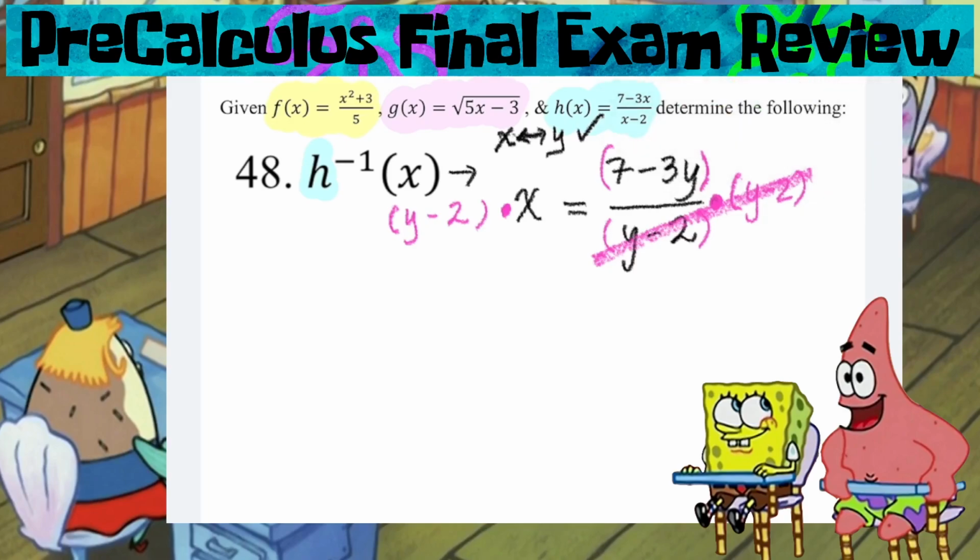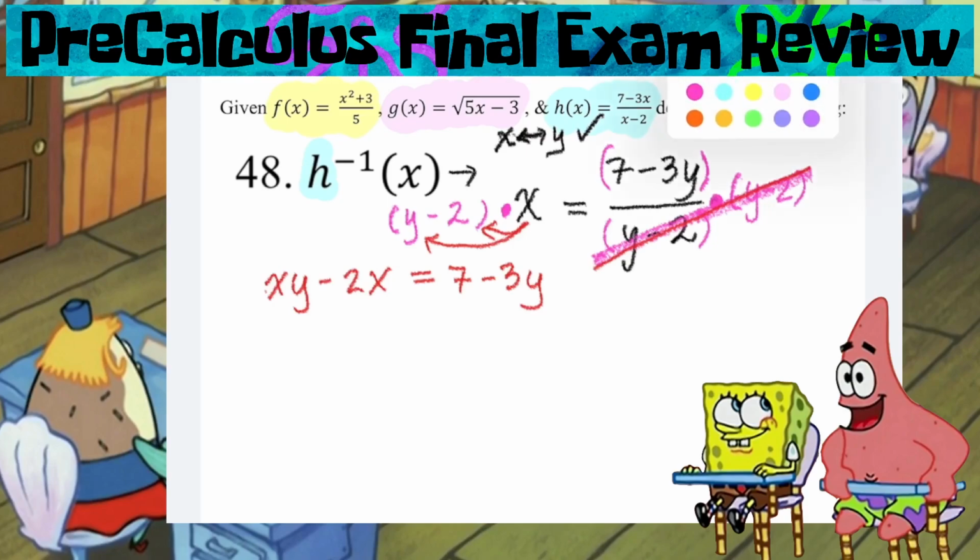Next line, I'm going to distribute the x in here. So that's xy minus 2x equals, then again, that is gone, and I have 7 minus 3y. That's the second line. I'm just going to the left to give myself a little bit more room.